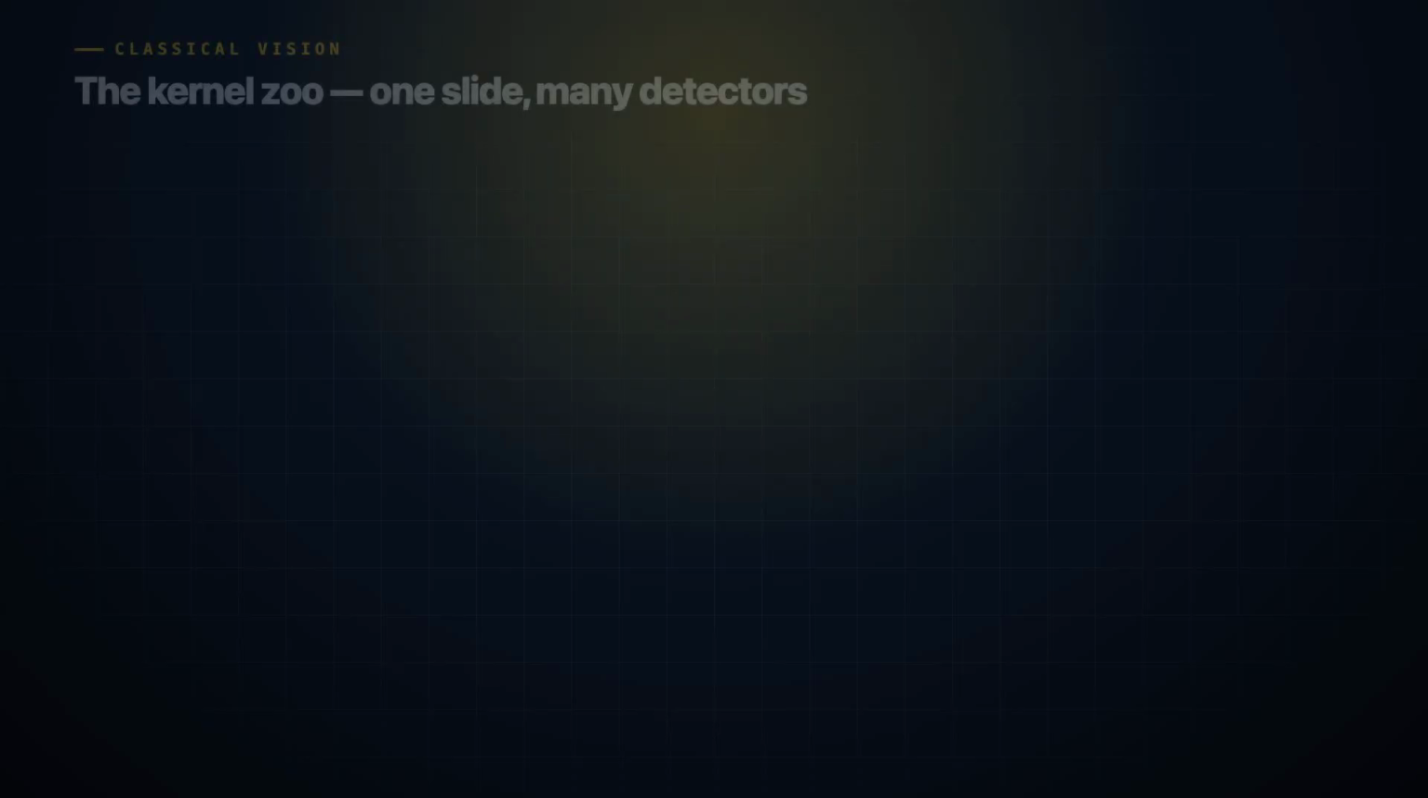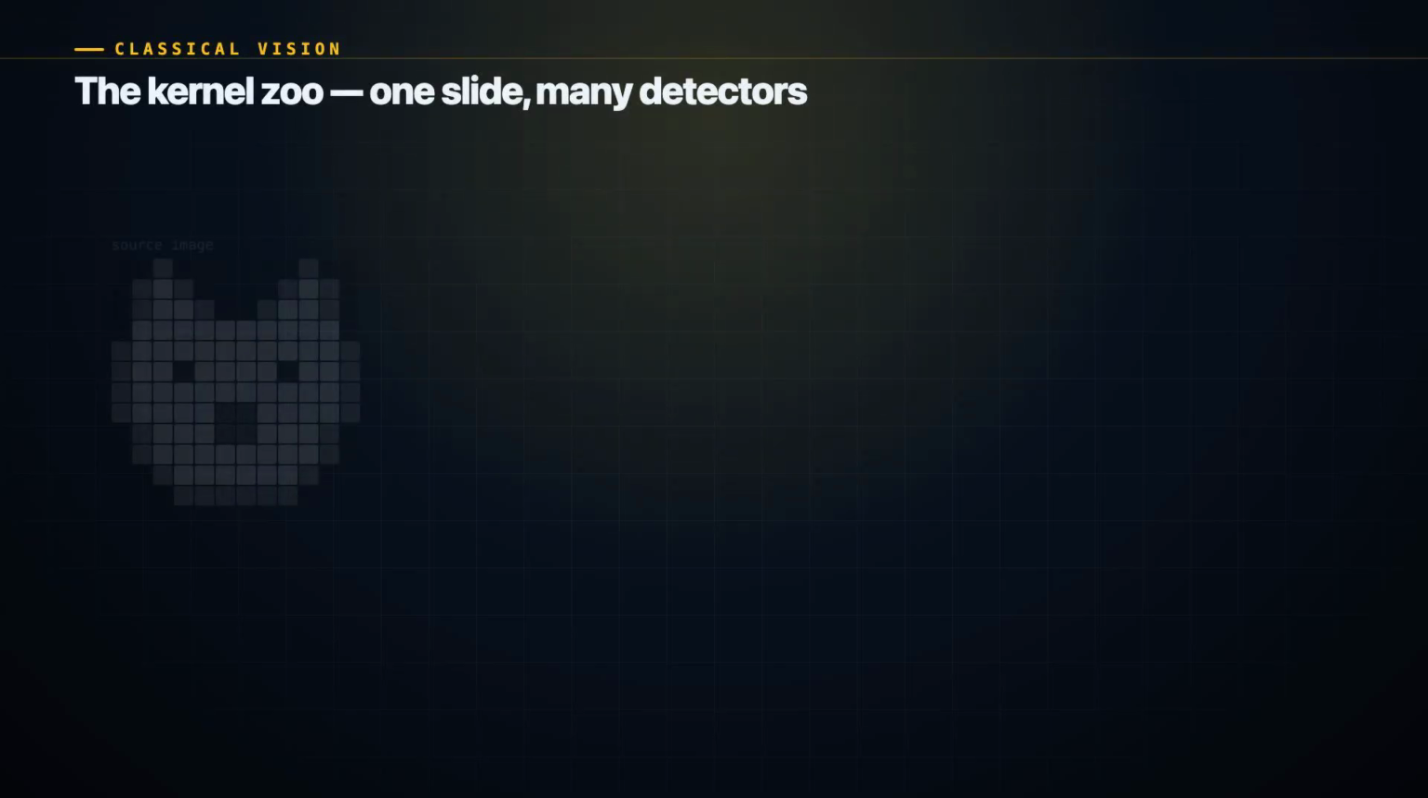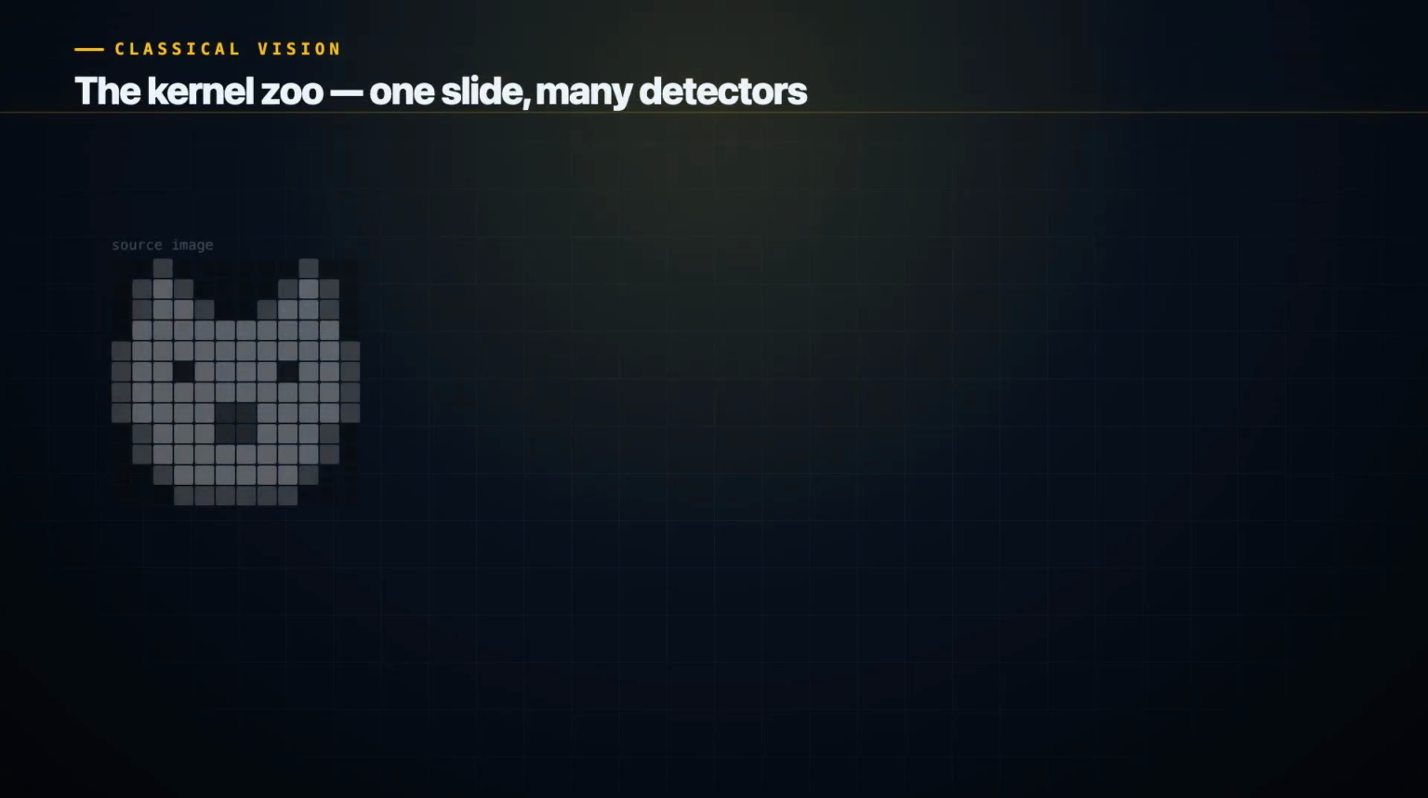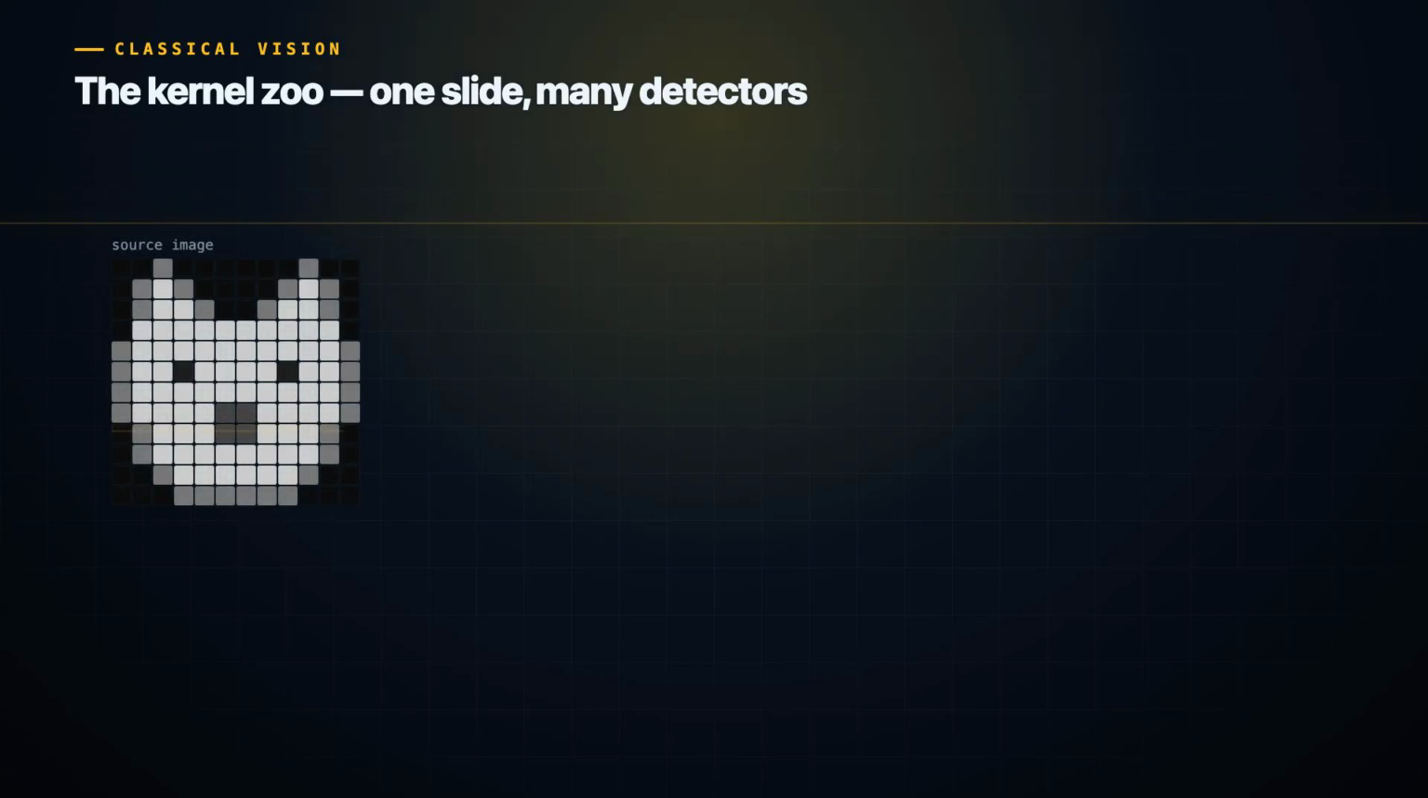Let's really drive home why convolution is so powerful by trying a few kernels side by side. On the left is our source image. Now watch what different kernels do to it. The first kernel is all ones. It just averages each neighborhood and the result is a smooth, blurred image, good for killing noise.